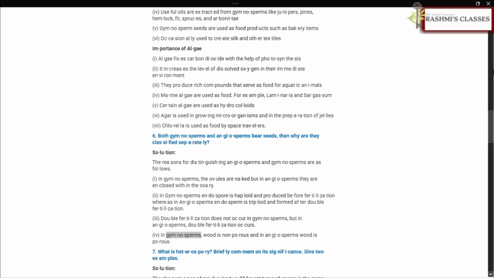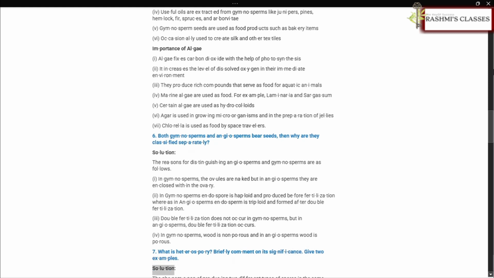4. In gymnosperms, wood is non-porous and in angiosperms wood is porous. 7. What is heterospory? Briefly comment on its significance. Give 2 examples.